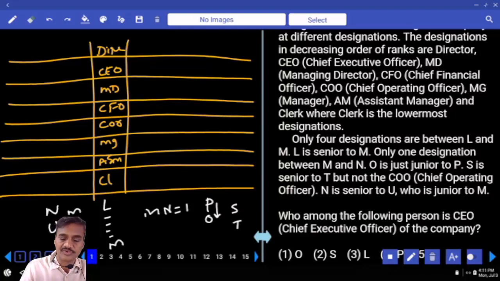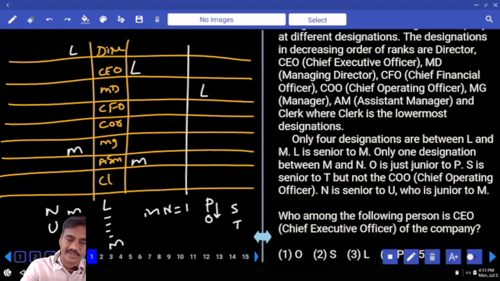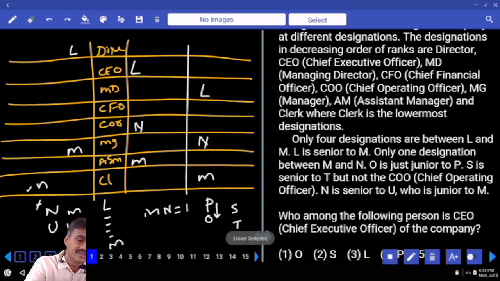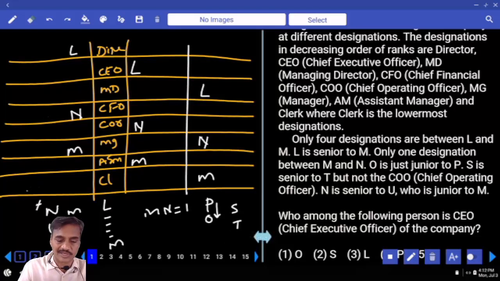Now we need to take the possibilities here, starting with L. If L is here, 1, 2, 3, 4, M is here, there is 1 possibility. In the next case, L, M is here. Then in between M and N there must be exactly 1 person. Here also M and N have 1 person. Here there are 2 different possibilities. N can be here, N can be here. If N is here, U is below this N, not possible, isn't it? Hence here again N is fixed. In between M and N there must be exactly 1 person.